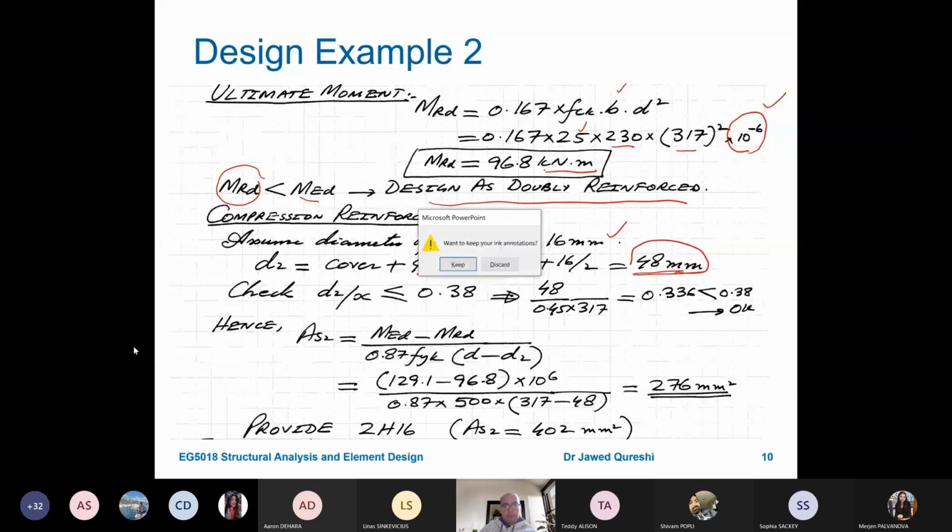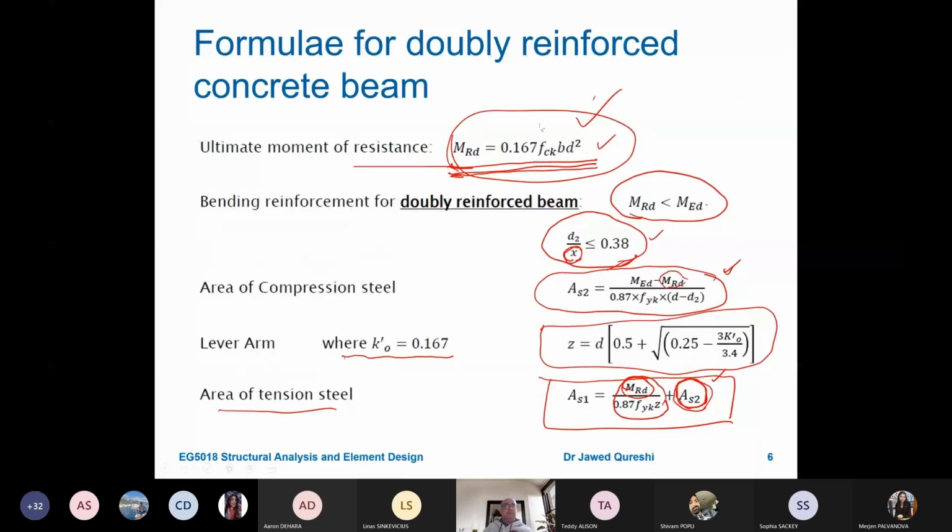So from now on, I will follow this recipe, which is here. Initially, you have to work out design load and then work out MED, applied moment. And then you have to work out MRD, moment of resistance, which is provided by the concrete part. And if MRD is less than MED, it means that moment of resistance provided by concrete is not sufficient, then the remaining moment will be taken care of by compression steel, which you can see as MED minus MRD here. And then you will check this d2 over x, then work out As2, then work out z, and then work out As1 in this recipe.